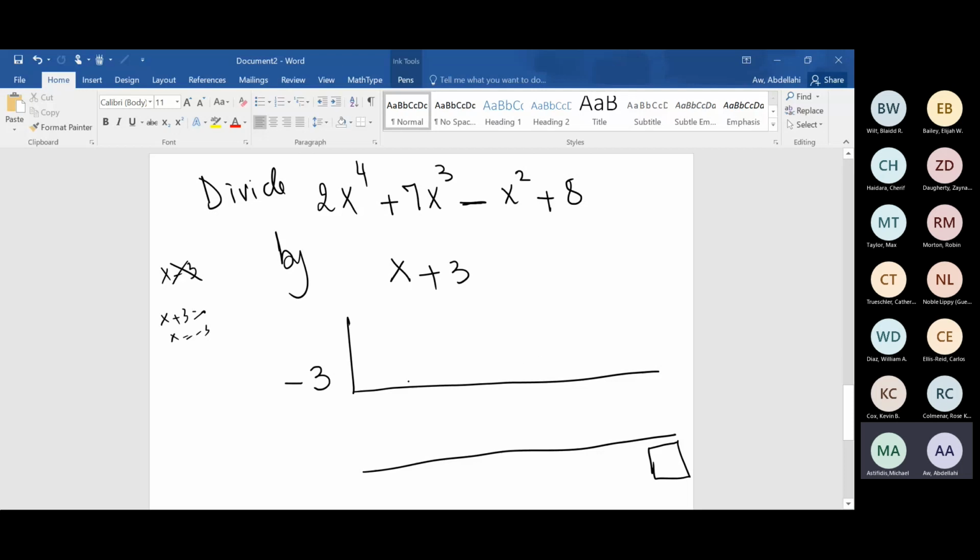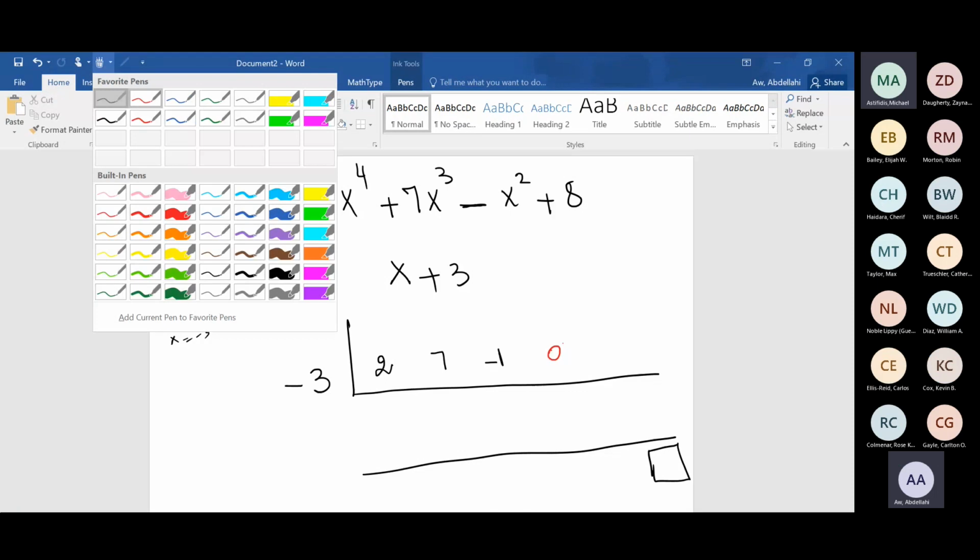Now let's do all the coefficients together. What is the first one? 2. What is the next one? 7. What is the next one? Negative 1. What is the next one? 8. No, before 8. What's the next one? Oh, 0. 0, exactly. And then what is the last one? 8.